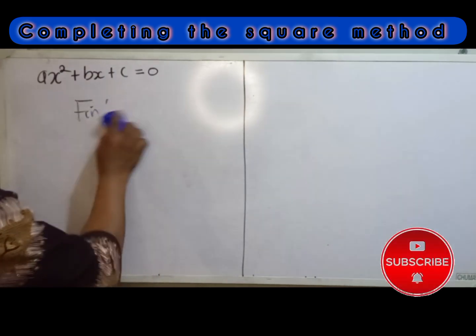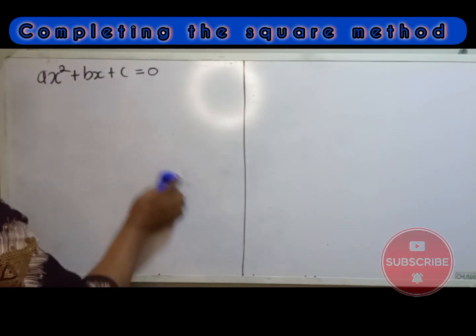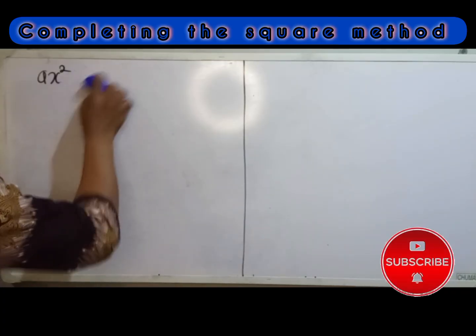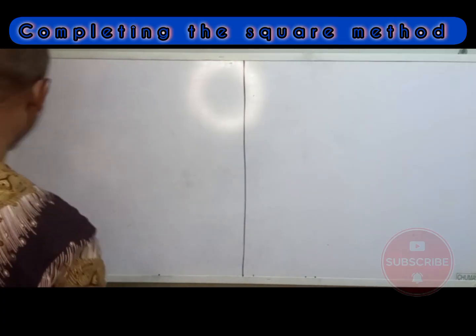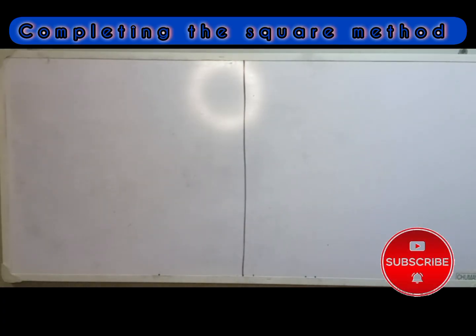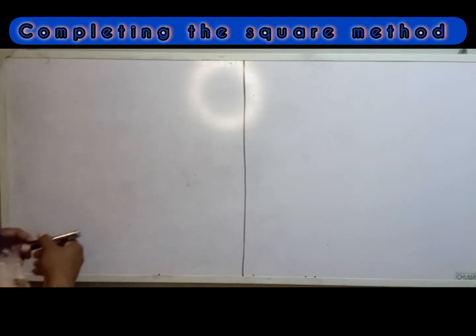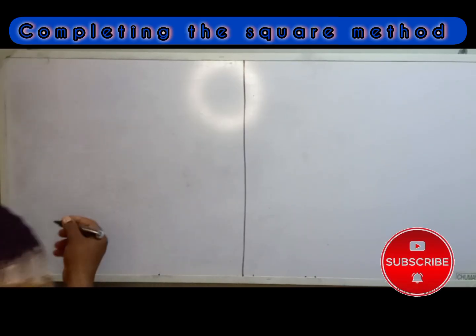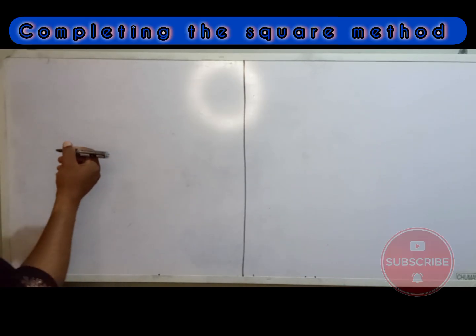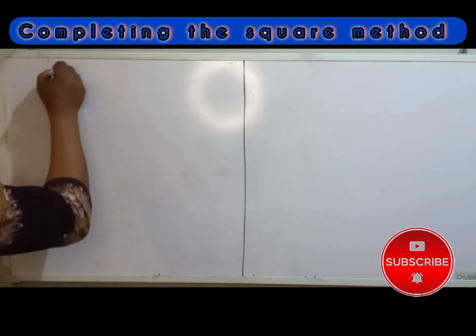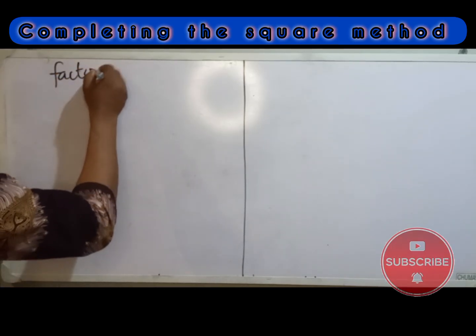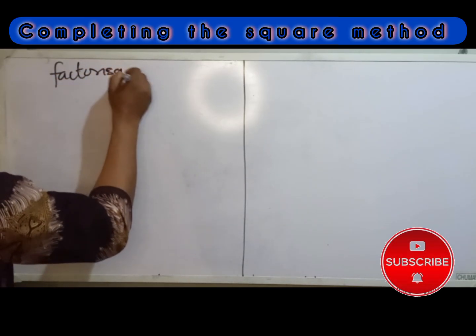Now we have gone through the different methods, and we're going to briefly go through those processes again. To drive home our point, we need to go through the processes. The first method we have is the factorization method, and that's a very popular method.